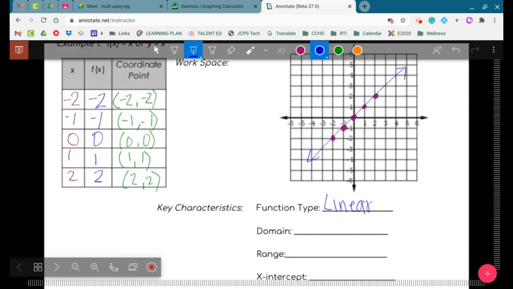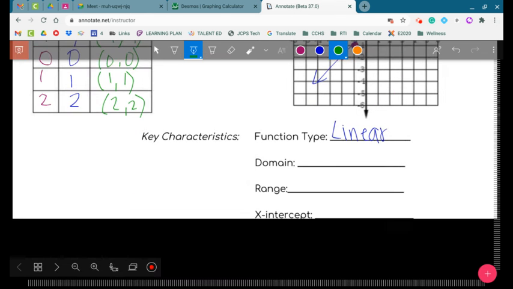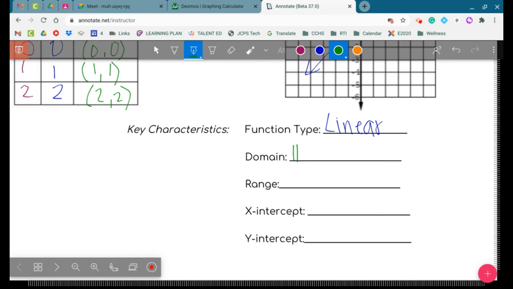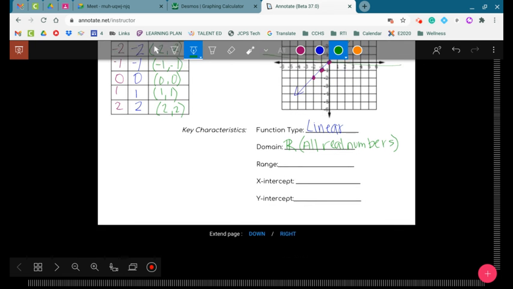And then domain. So domain is how many x values does it hit? Well, because there's an arrow on each end of my line, that means it's going to go on forever. So it's going to hit as many. So we're going to call this all real numbers, which I do as a double-lined R, or you can write out all real numbers. The range is going to be the y value. The range on this one is also all real numbers because it goes on forever on the y-axis also.